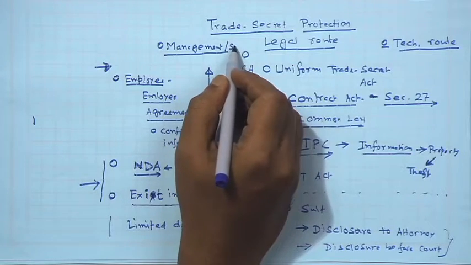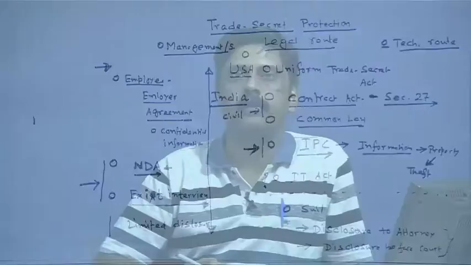So there are the technical part and the management or strategic part. Strategically, they are also protecting the trade secret within the organization's premises. Then, on the technical route, you may think about encoding everything, so that the key will be available with only a few persons.